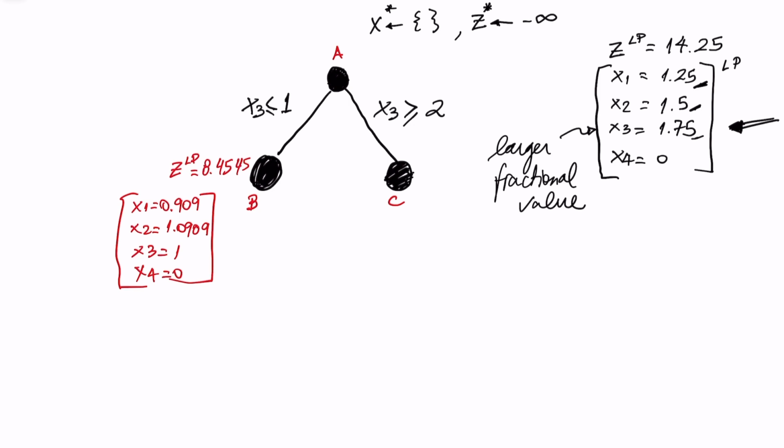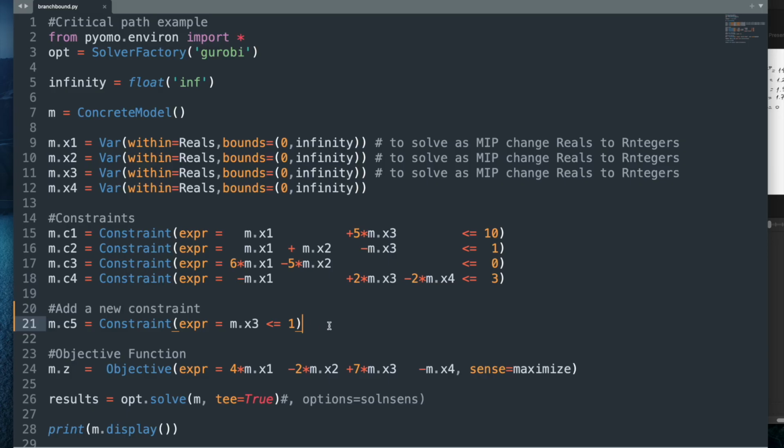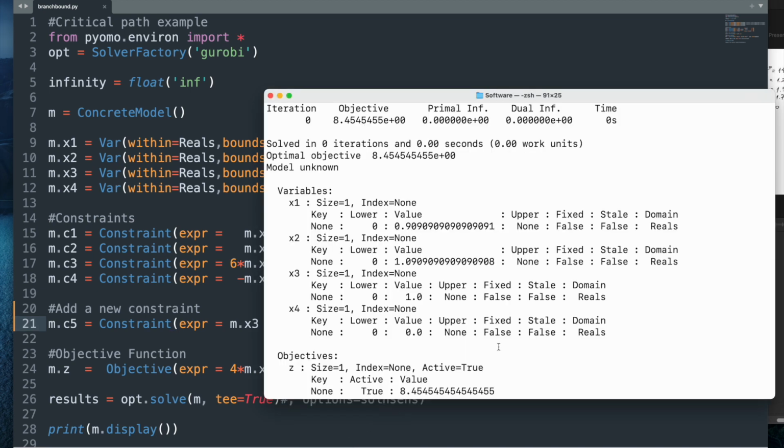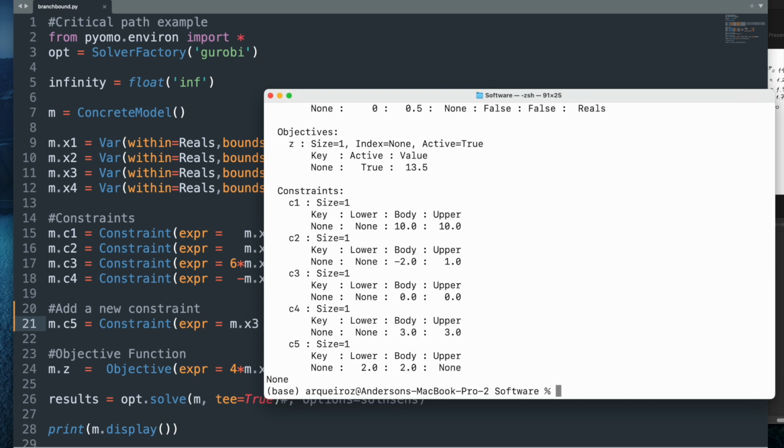Right? And then on the other hand, we need to figure out what's the solution for this other node C, right? So this node C is the original LP relaxation with the addition of this new constraint x3 greater than or equal to 2. So let's look at that. In order to represent that subproblem C, we're going to change this constraint to be x3 greater than or equal to 2. We're going to save it, and we're going to rerun that Python script.